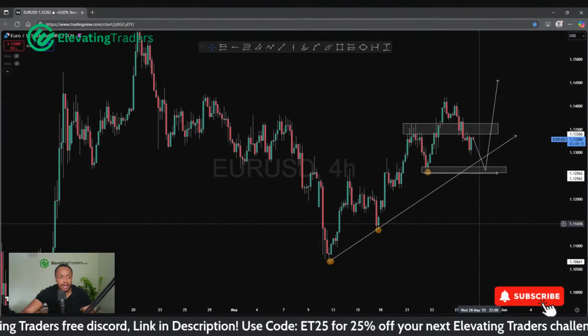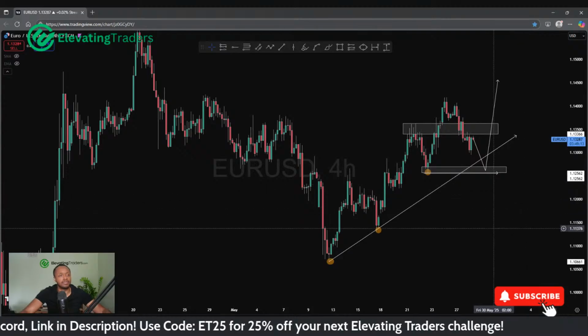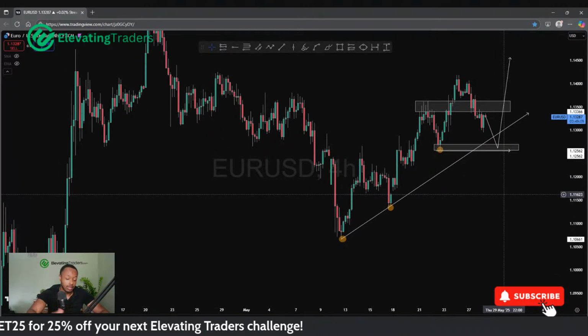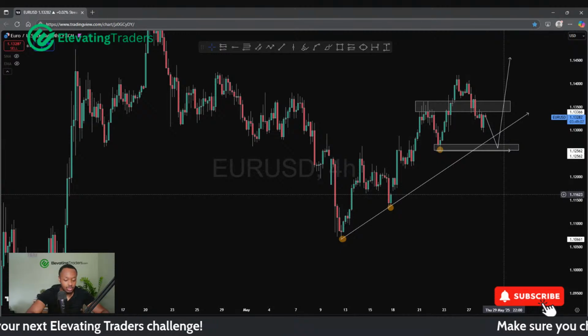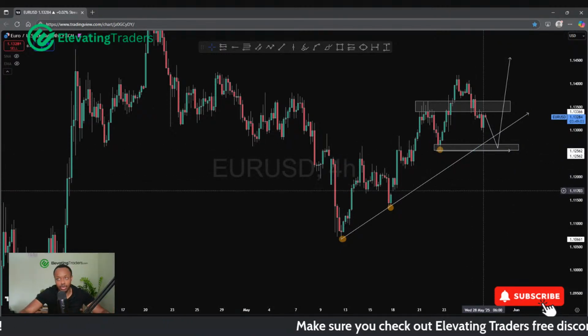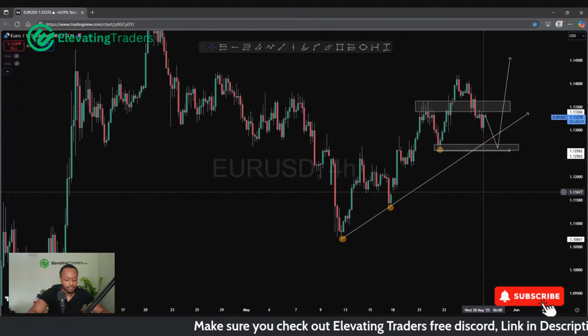Although, yeah, the pullback is a bit deeper than expected, but we're still in the confinements of that market structure. So as long as we don't break through 1.125, the bullish bias does still remain.